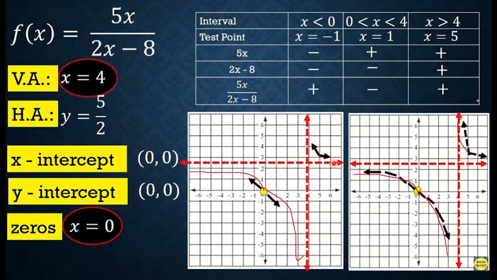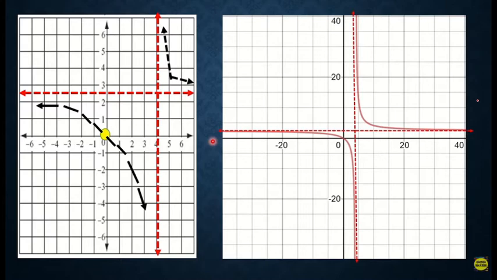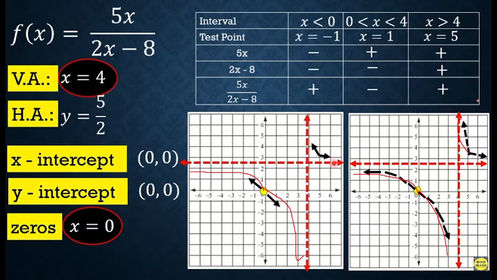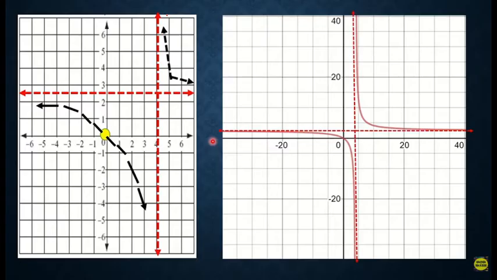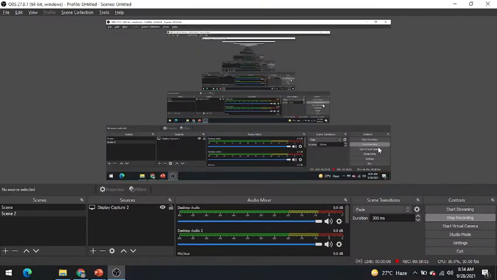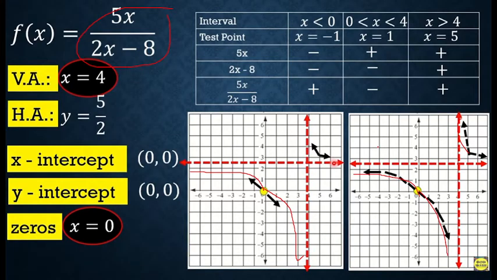Okay, so let's continue. Using Desmos, just type our equation, 5x over 2x minus 8. This is its graph. It does not touch our vertical asymptote and horizontal asymptote. It is only approaching them. Okay, just like that.